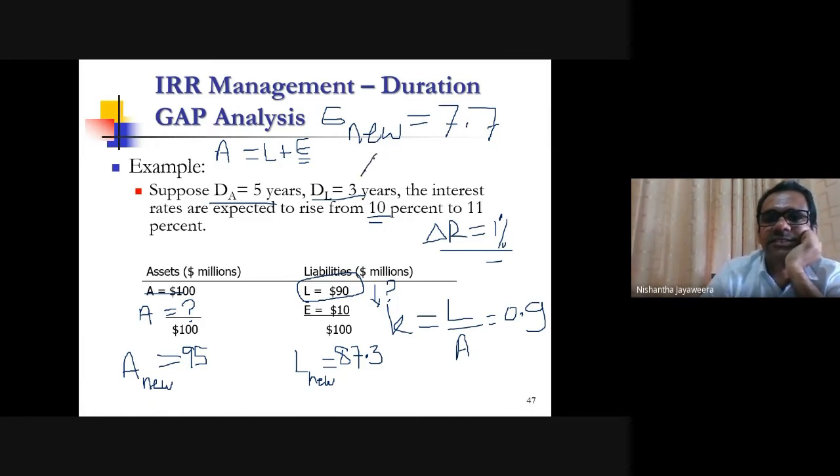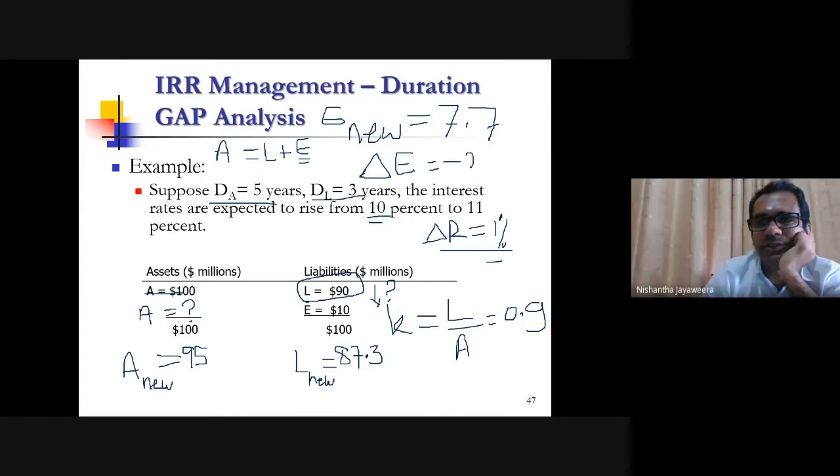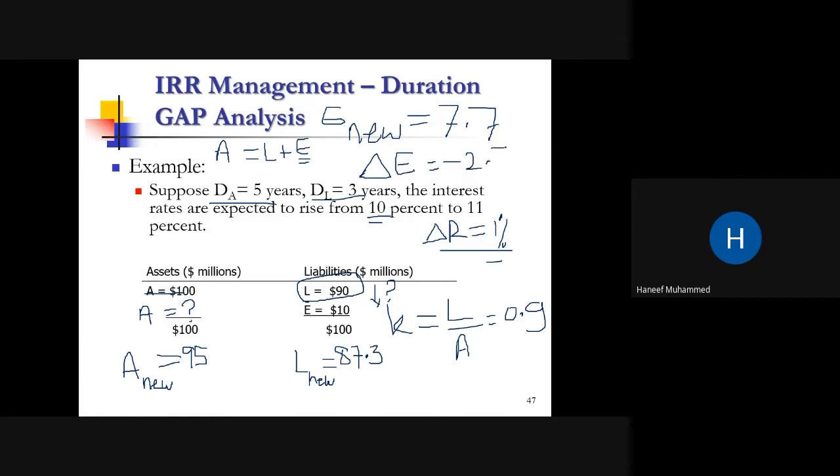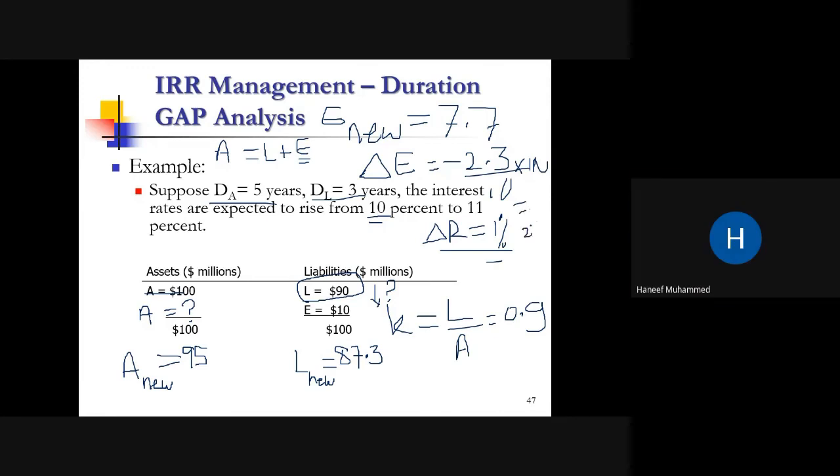Then what is the change in equity? 2.3. But minus, correct? Okay. If you calculate this as a percentage of this 10, divide by 10 into 100, it would give you 23%. Correct?